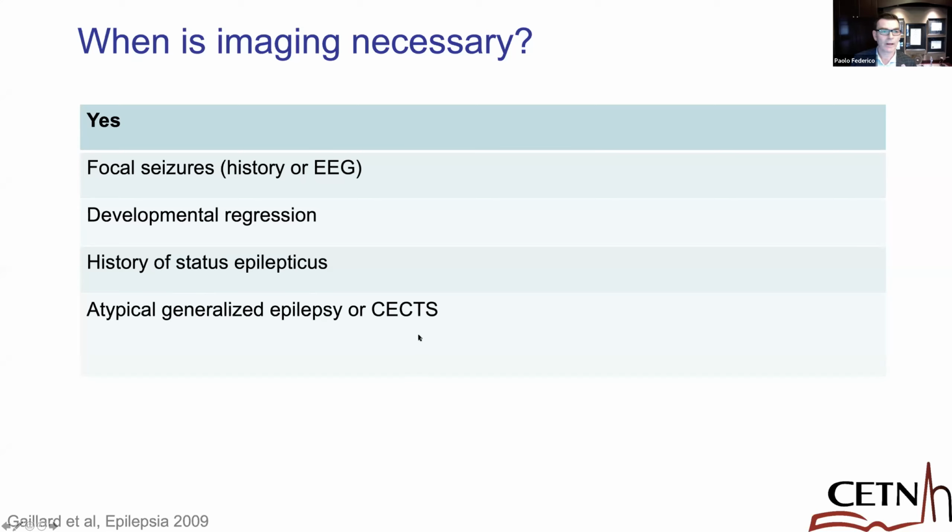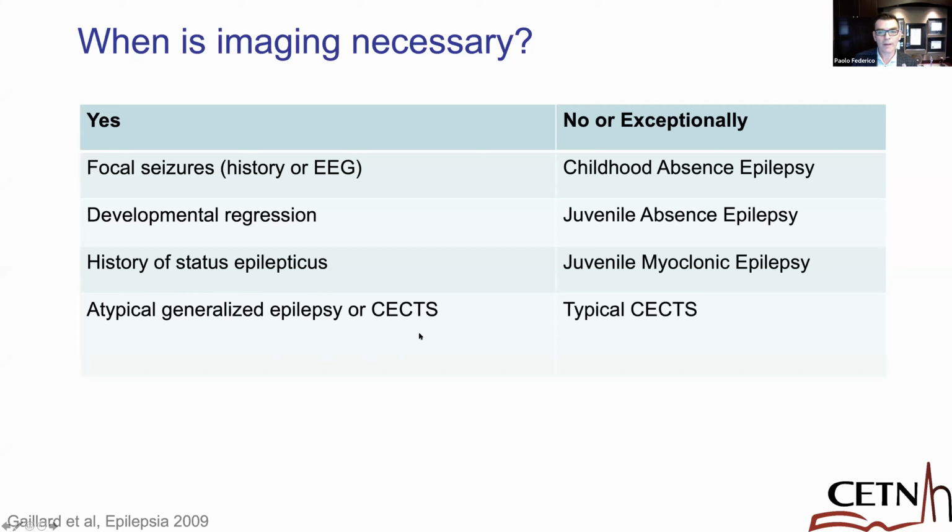There are, of course, other indications for imaging. And we don't typically or exceptionally image patients with fairly typical genetic generalized epilepsy syndromes or typical childhood epilepsy with centrotemporal spikes. People may disagree about that, but in general, we don't image these patients routinely.